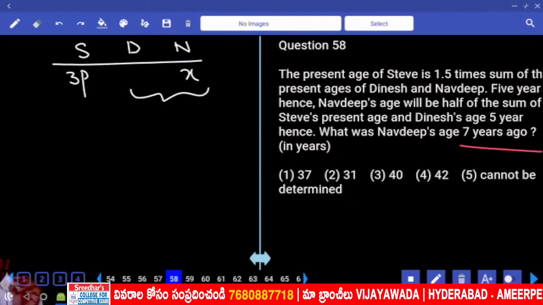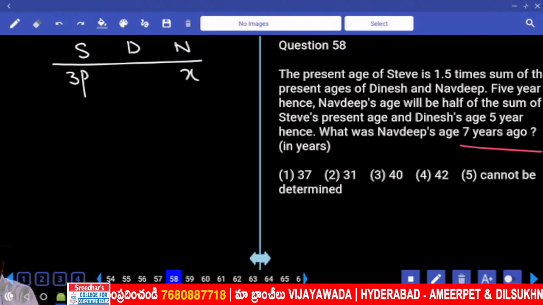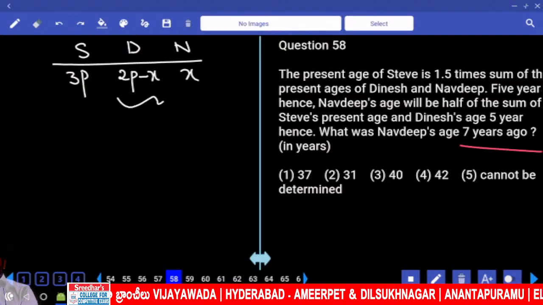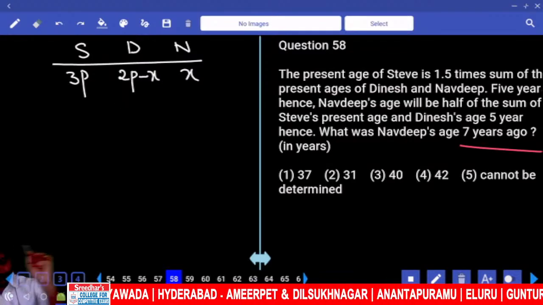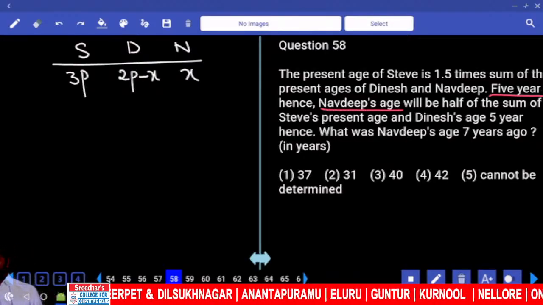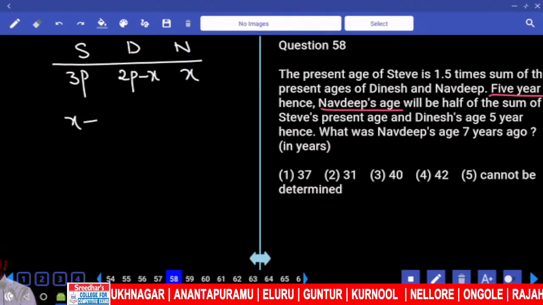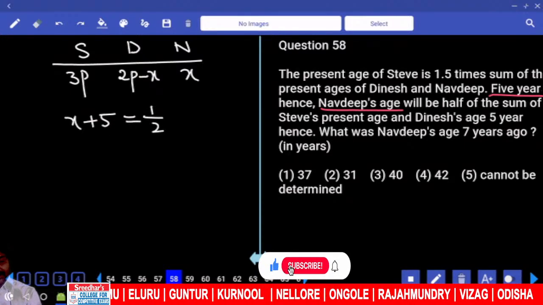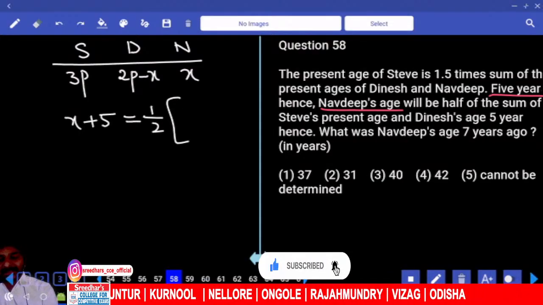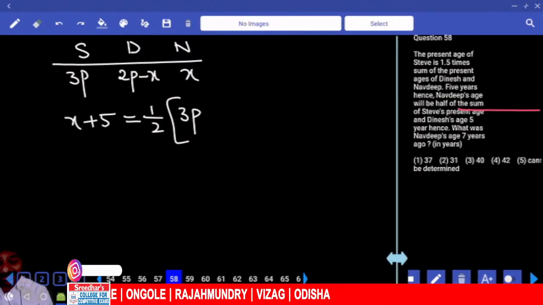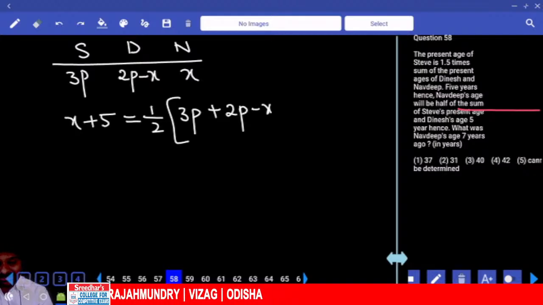And you know that the sum of these two people's age is equal to, then Dinesh's age is going to be 2 parts minus 6. Then only the sum will become 2 parts. Got it? Now there is one more condition which says 5 years hence Navdeep's age will be, Navdeep's present age x after 5 years plus 5, will be half of the sum of Steve's present age 3 parts, Dinesh's age 5 years hence, Dinesh's present age 2 parts minus x after 5 years plus 5.